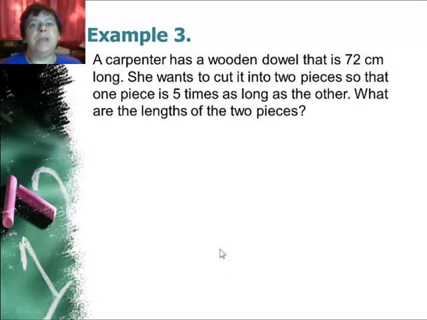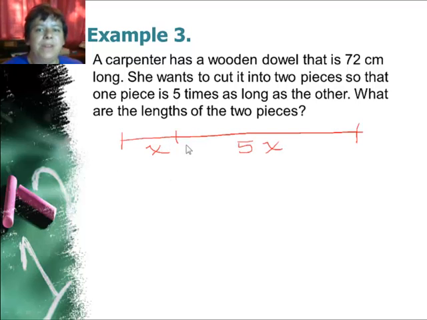In example 3, a carpenter has a wooden dowel that is 72 centimeters long. She wants to cut it into 2 pieces so that one piece is 5 times as long as the other. What are the lengths of the 2 pieces? The best way to start here is to first draw a picture. And you'll notice I have an X and a 5X. Why did I do that? Well, I could have used b or another variable, but let's use x. So x is the short piece, and the other piece is 5 times as long, so it's 5 x's.